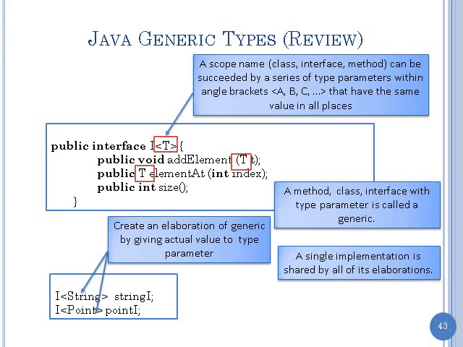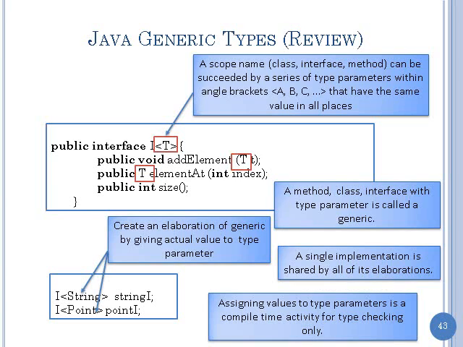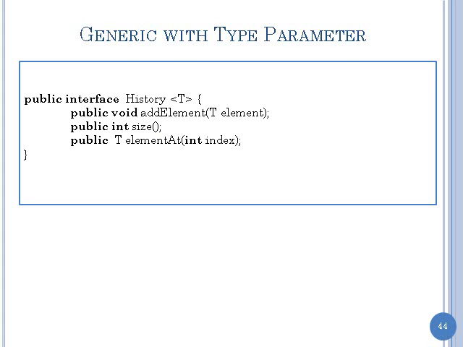This is very, very important. Because it's compile time, all elaborations share a single implementation. In the implementation, T is replaced by object. It's just like you would have declared put object and you would have done some casting, and now you don't have to do casting because you're doing elaboration. So again and again I'm saying that. Editing, we did that. I'll do something like this, which I've been doing all the time.